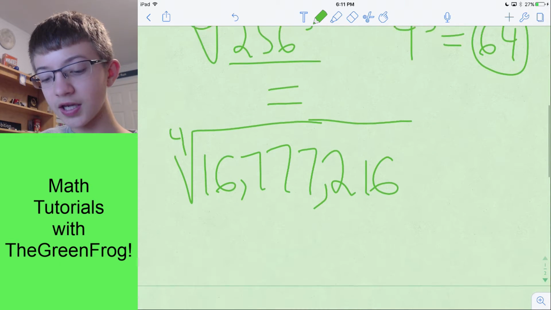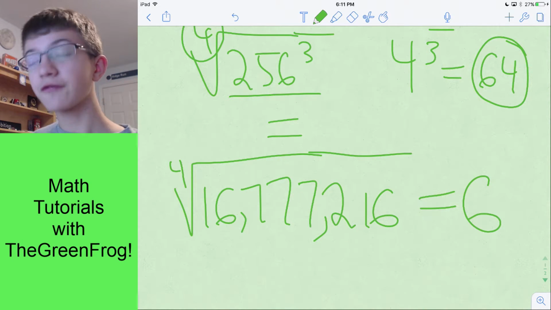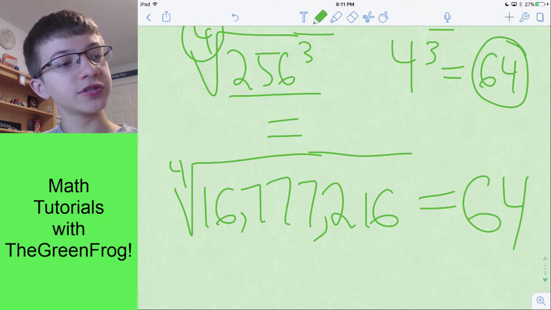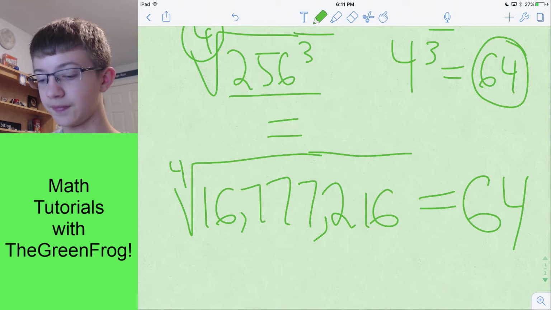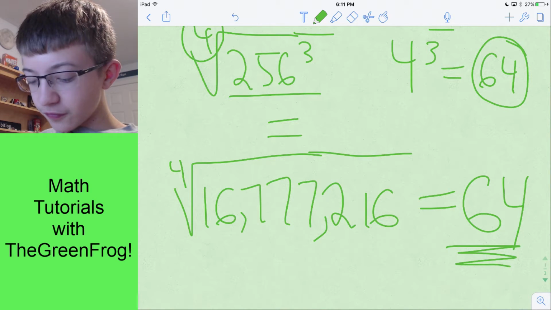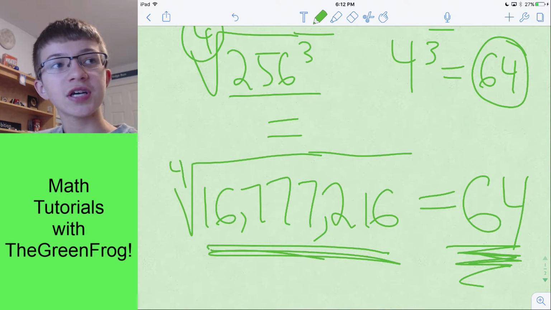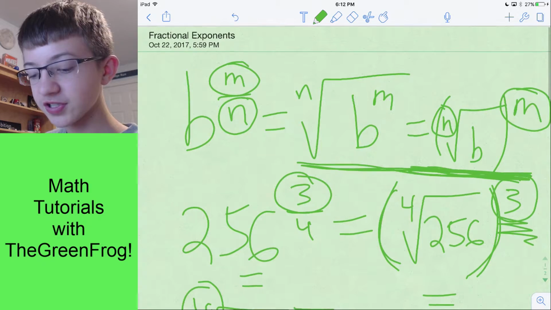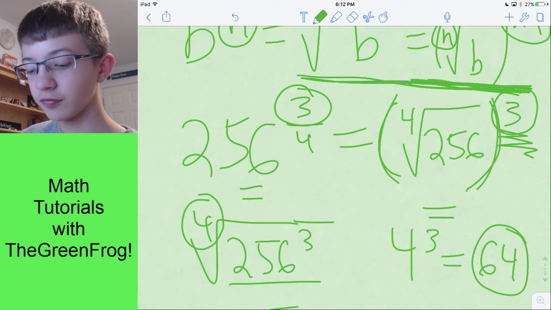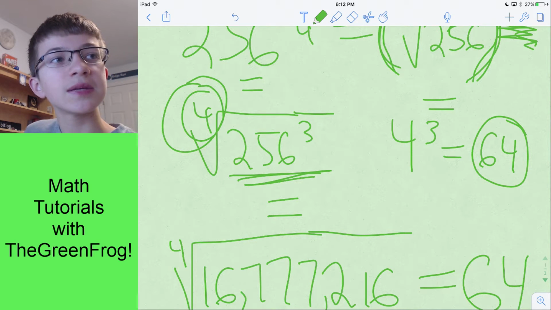16,777,216. We said before that the answer should be 64, so we're going to assume that for now and check, because if I go into my calculator and do 64 to the 4th, we get 16,777,216, which means that the 4th root of this number is 64. So for these fractional exponents, these two come out to the same answer, whether we take the root first and then cube, or cube first and then take the root.